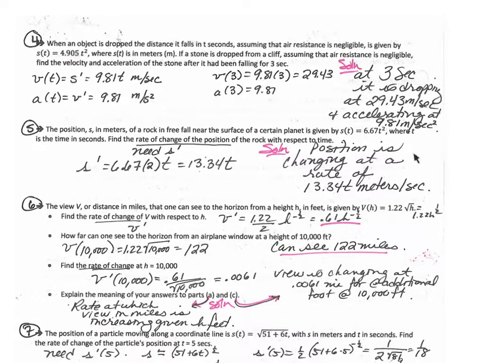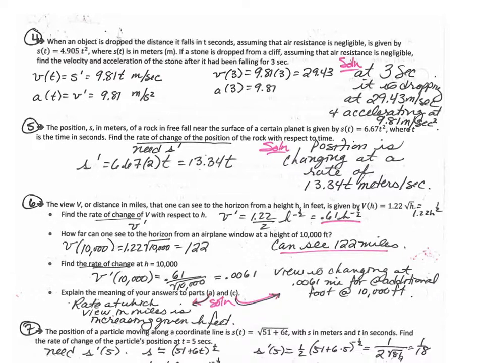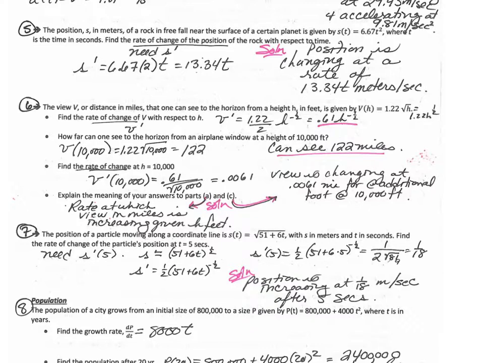The position is changing at a rate of 13.34t meters per second, with that t sitting there. So that's unusual, right? But it depends on what the time is, how fast its position is changing. So here you have a function for that rate of change, not just a number. And that's okay. Just be aware, sometimes it's a number, sometimes it's a function.